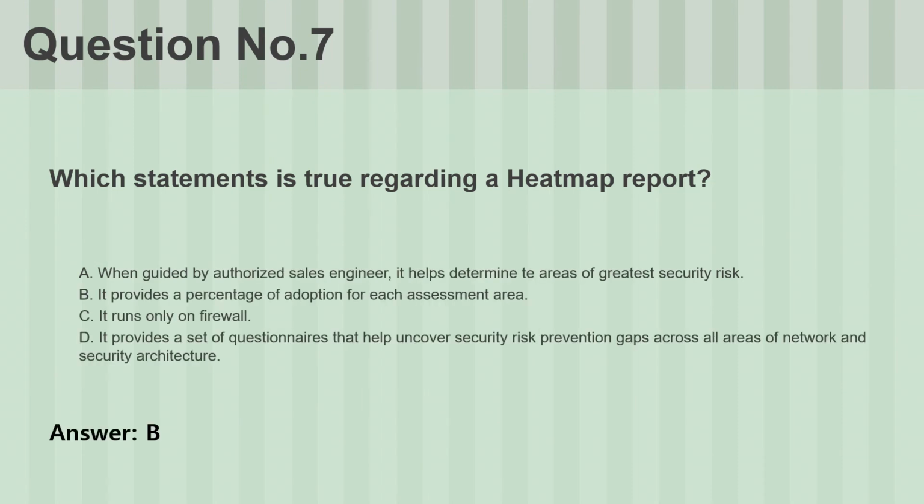Question number 7. Which statement is true regarding a heat map report? A. When guided by an authorized sales engineer, it helps determine the areas of greatest security risk. B. It provides a percentage of adoption for each assessment area. C. It runs only on the firewall. D. It provides a set of questionnaires that help uncover security risk prevention gaps across all areas of network and security architecture. Answer. B.